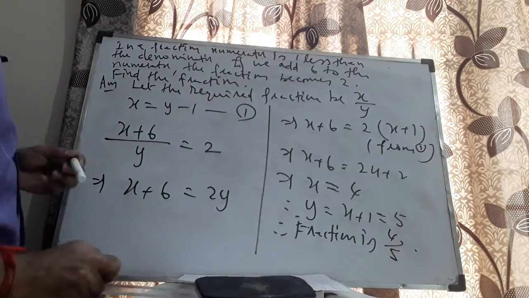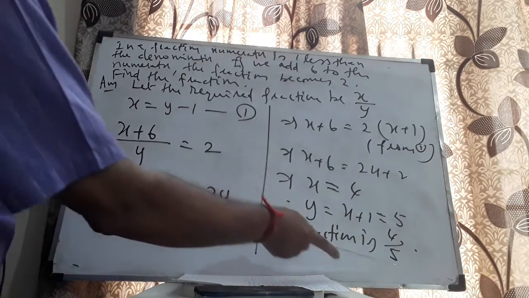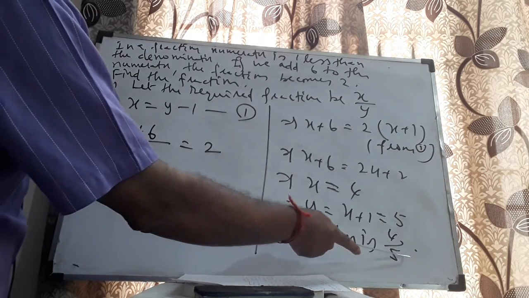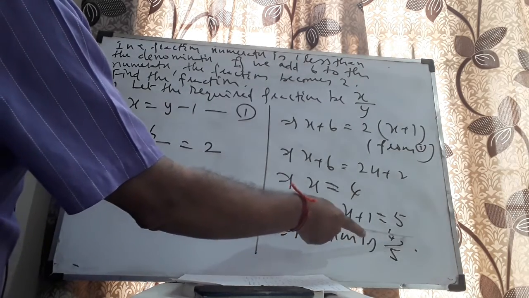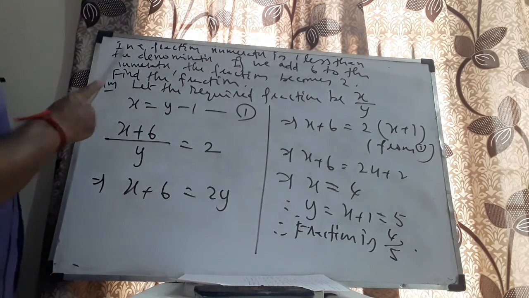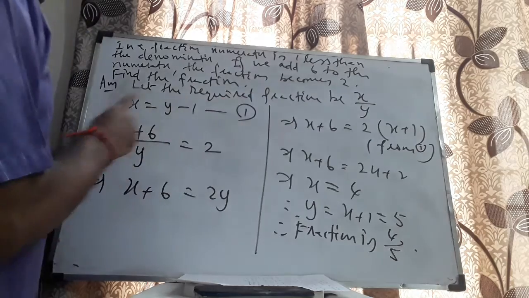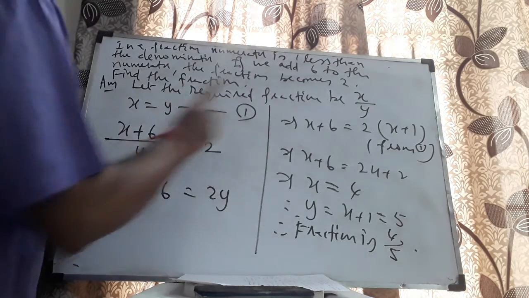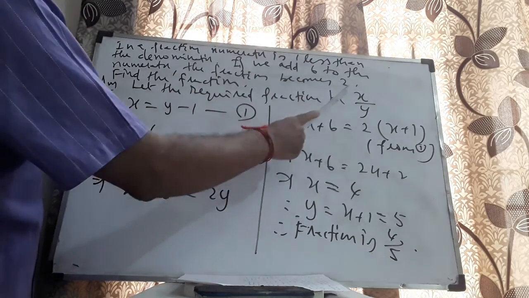You can check the answer also. Numerator is 1 less than denominator. Adding 6 to the numerator, 10 by 5 becomes 2. Let me repeat. In a fraction, the numerator is 1 less than the denominator. If you add 6 to the numerator, the fraction becomes 2.